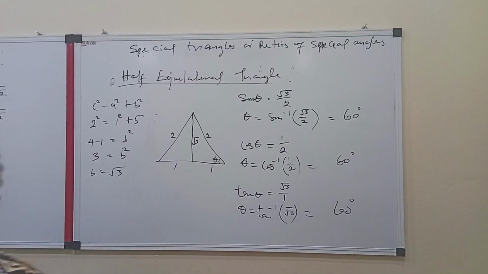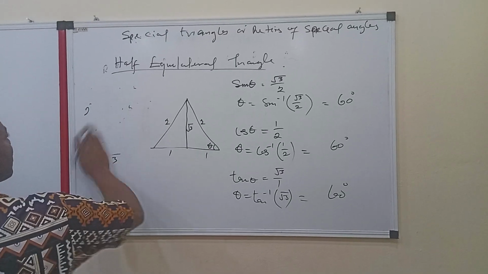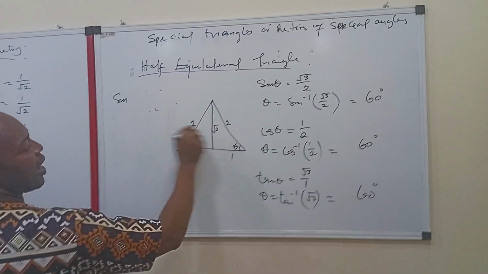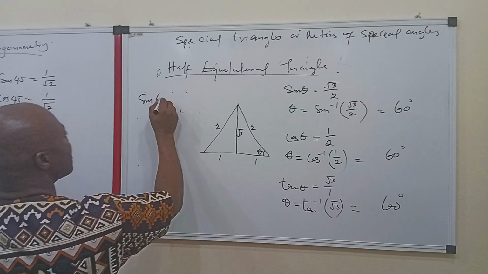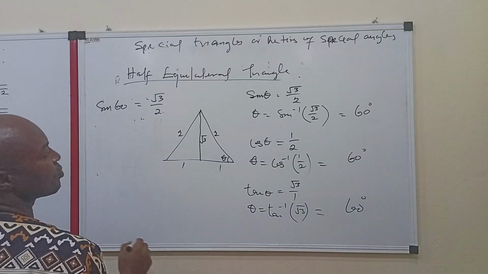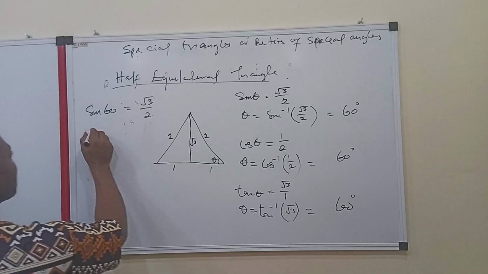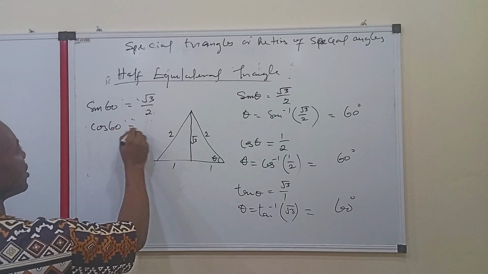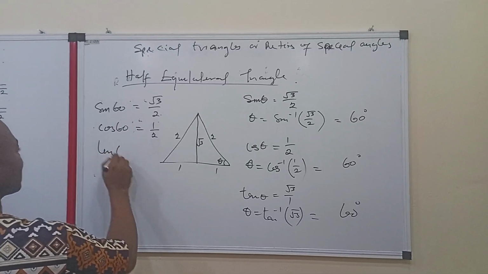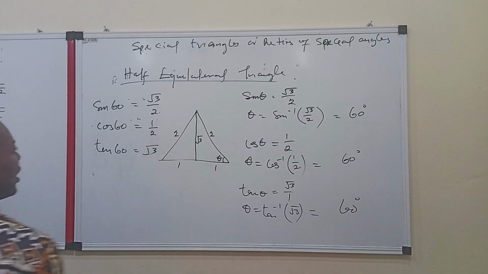So with these that we have, we can state that sine 60 is the same thing as root 3 over 2. These are special triangles. Then we have cos 60 is the same thing as 1 over 2. And we have tan 60 is the same thing as root 3.